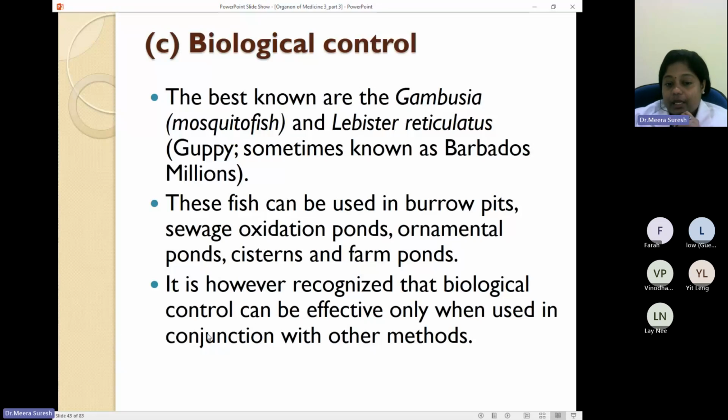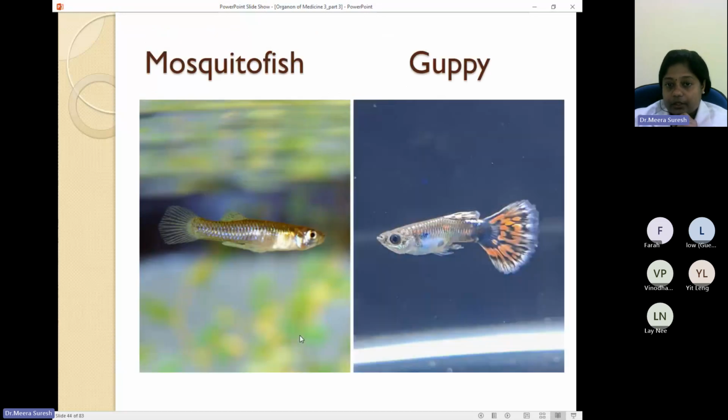However, it is recognized that biological control can be effective only when used in conjunction with other methods.